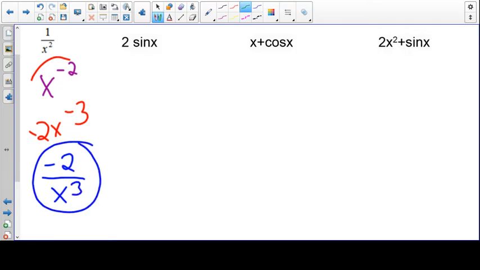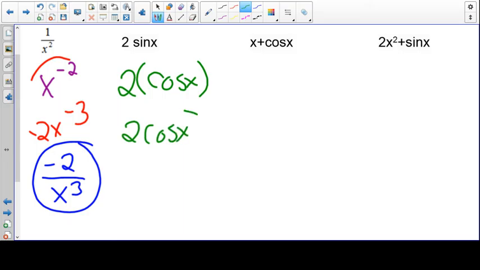In the second example, I have 2 times sine of x. So what I can do is I can find the derivative of sine of x and then multiply 2 with it. So the derivative of sine is equal to cosine. So I have 2 times cosine of x, which just gives me 2 cosine x.